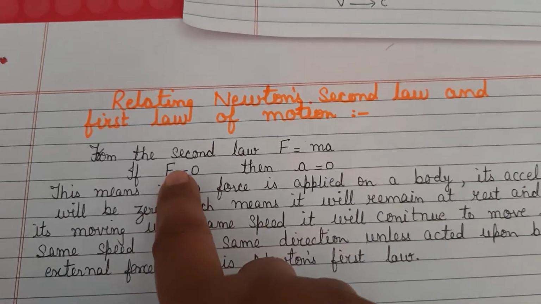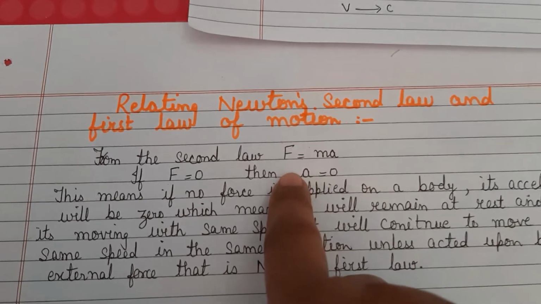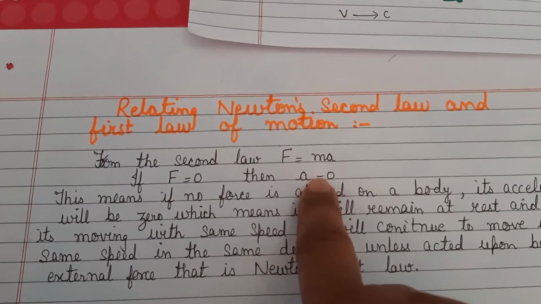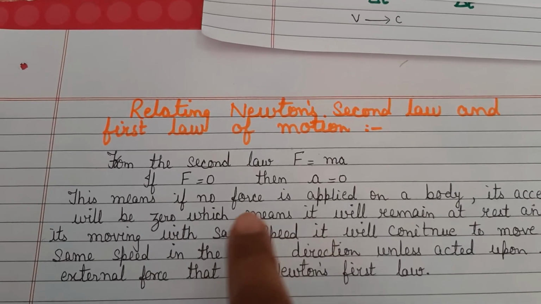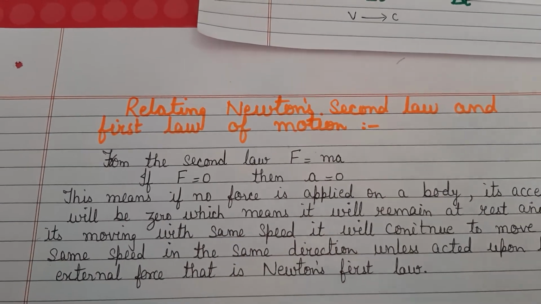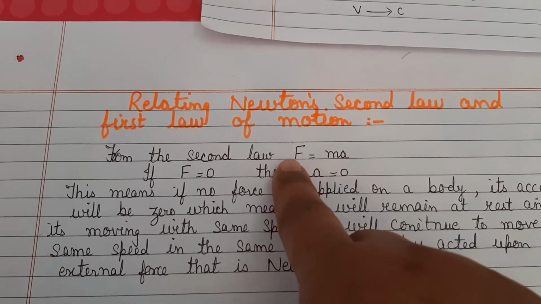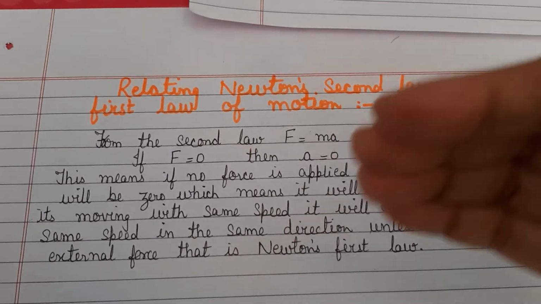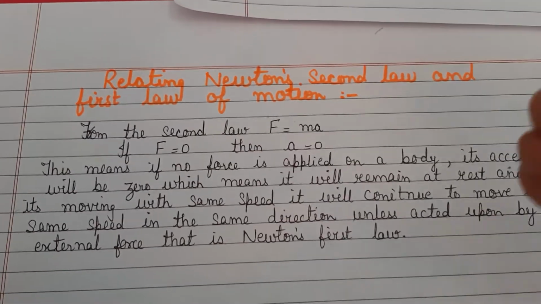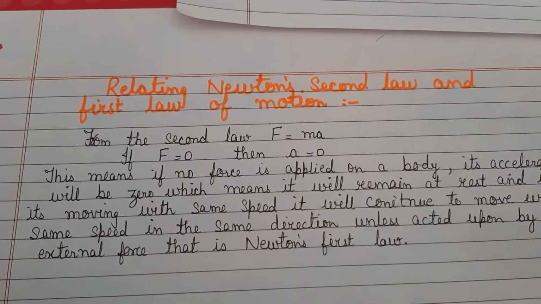Got it, children? See, I said when no force is applied, there is no acceleration. This is the second law. And if there is no acceleration, it means there is no change in velocity. And it means the body will continue to remain at rest or in uniform motion unless and until an external force is applied. And that is Newton's first law. So this is how Newton's first law and second law are related to each other. So remember, these laws are interrelated.